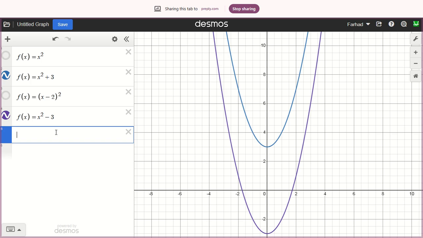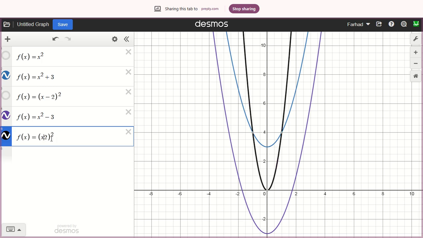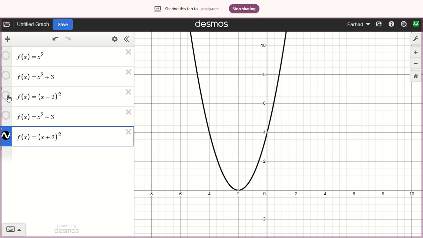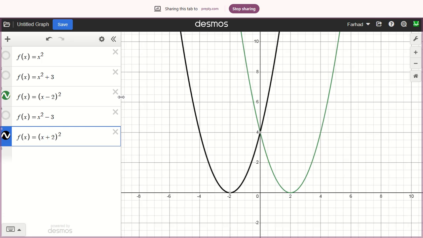Okay, but is it okay if you put x plus 2 square? Okay, now see the difference, green one and the black one. Okay, that is called the shifting of graph.